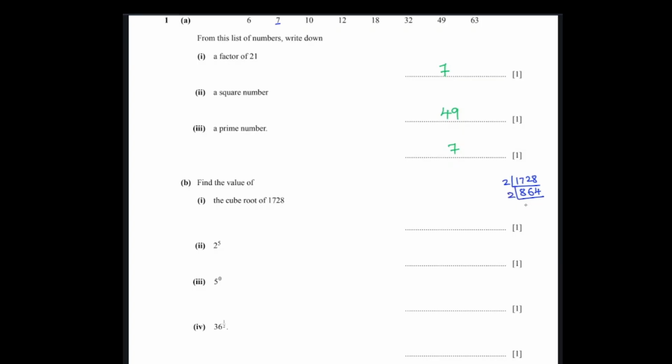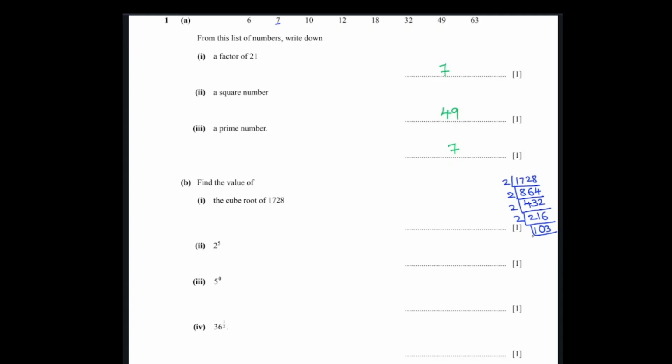Again we can do with 2. 8 is divisible by 2, so 2 4s are 8. 6 is divisible by 2, 2 3s are 6. 4 is divisible by 2, 2 2s are 4. Again I will divide with 2: 2 2s are 4, 3 cannot be taken, but 2 can be taken. 2 1s are 2 and 1 is left out, so 6. 2 1s are 2, 2 zeros are, then 2 3s are.